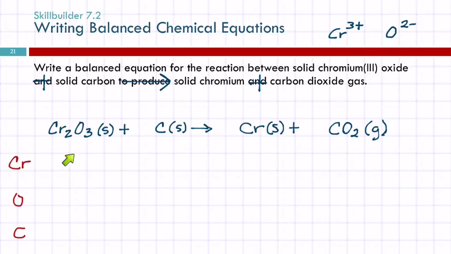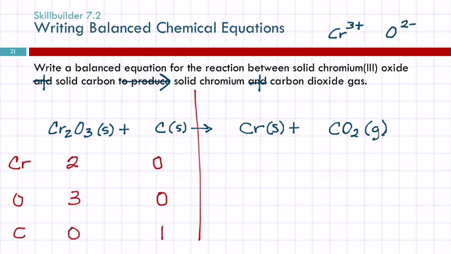Then I'm going to look in this formula: how many chromium atoms are there? There's 2. So I'm going to write 2. And how many oxygen atoms? 3. And how many carbon atoms? None. Then I'm going to look at carbon. How many chromium atoms? None. How many oxygen atoms? None. How many carbon atoms? 1. You might say, this is dumb.